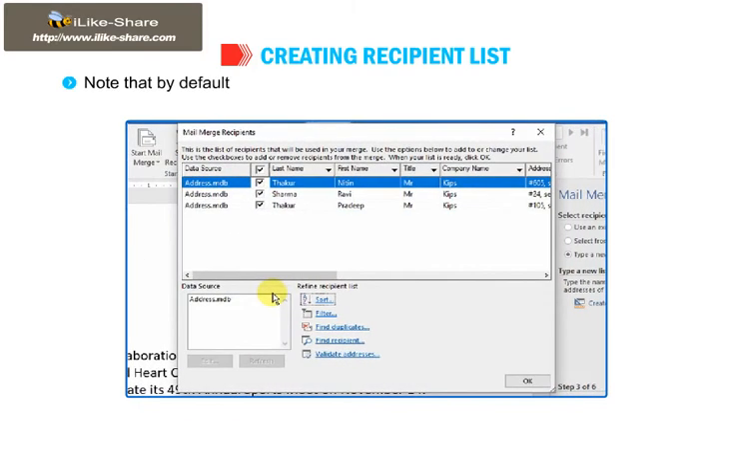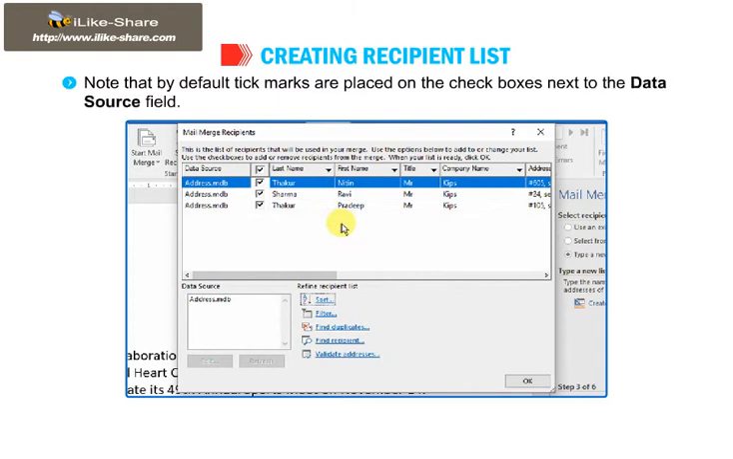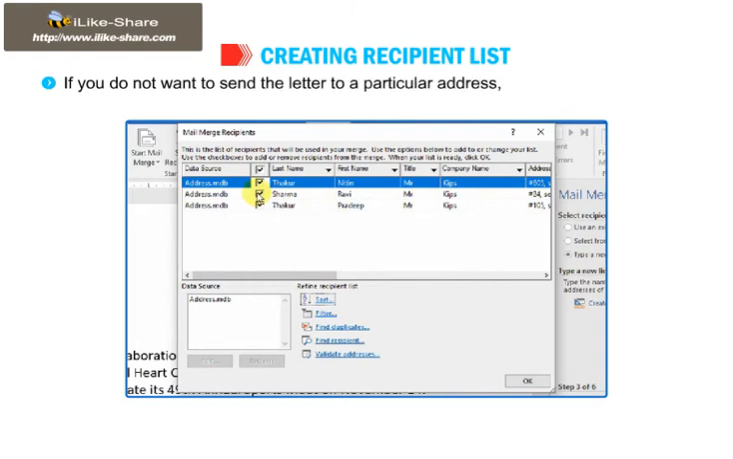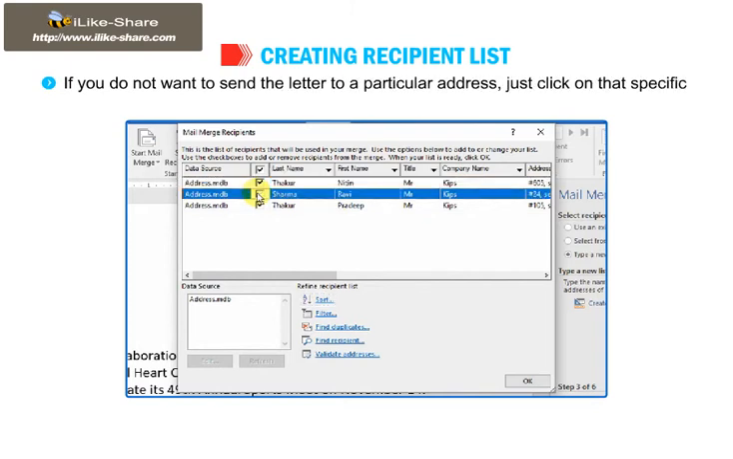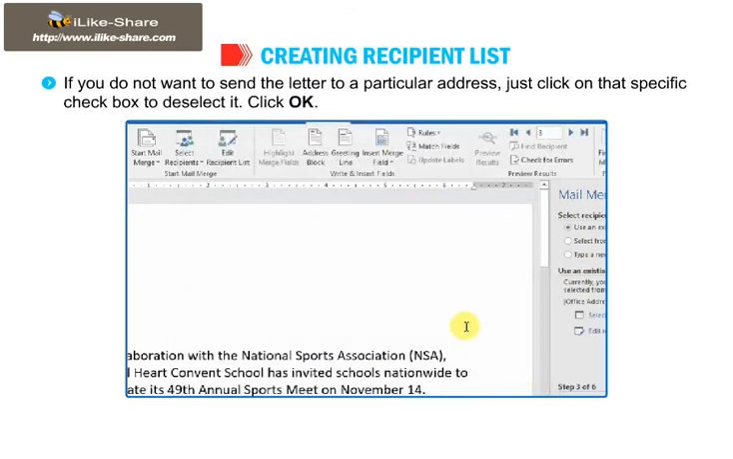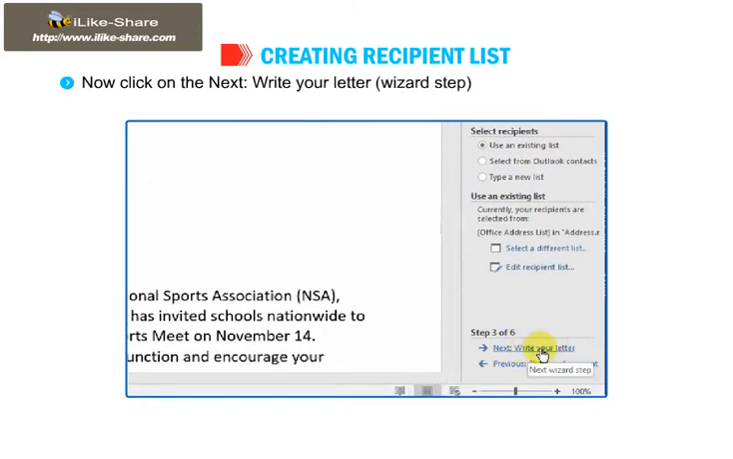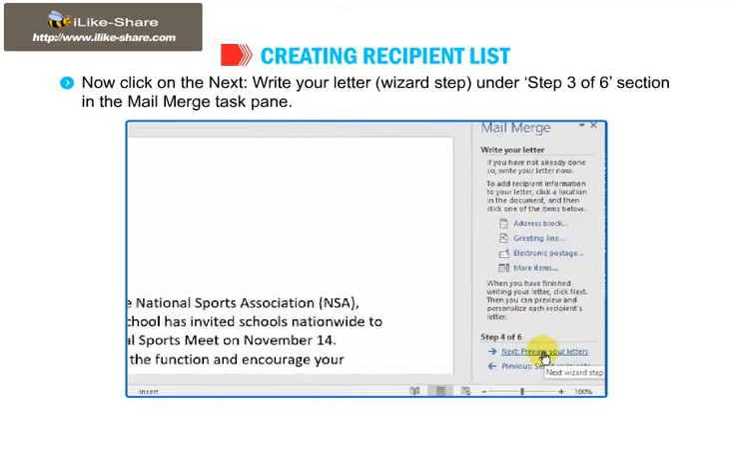Note that by default tick marks are placed on the checkboxes next to the data source field. It gives an indication that the records are selected. If you do not want to send the letter to a particular address, just click on that specific checkbox to deselect it. Click OK. Now click on the Next Write your letter wizard step under Step 3 of 6 section in the Mail Merge task pane.